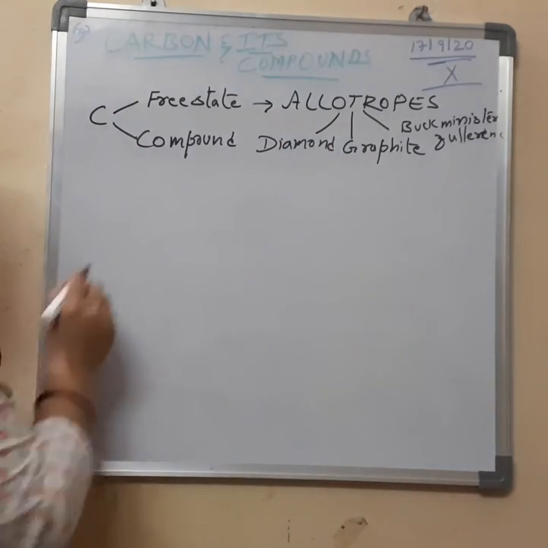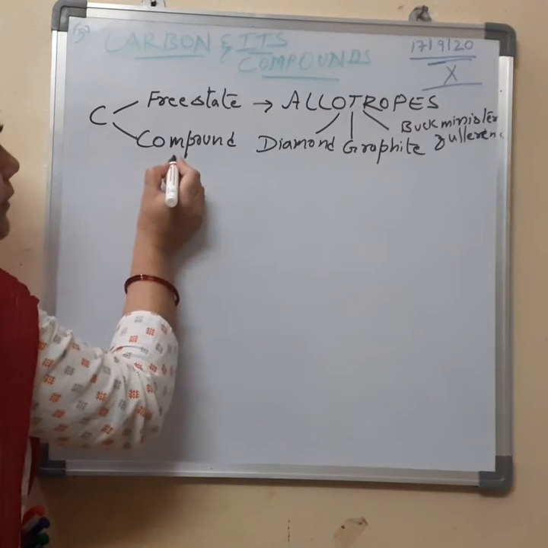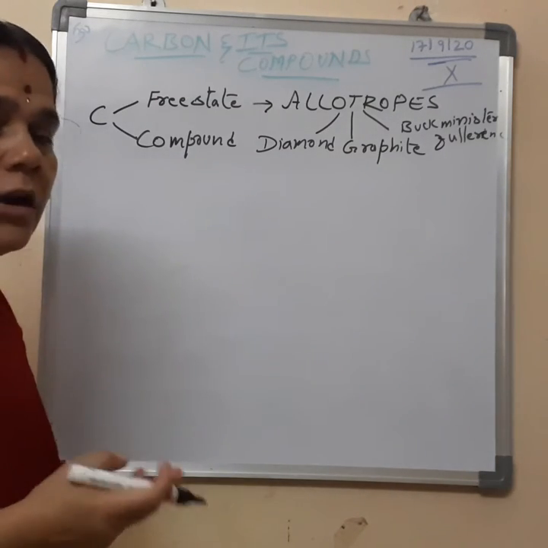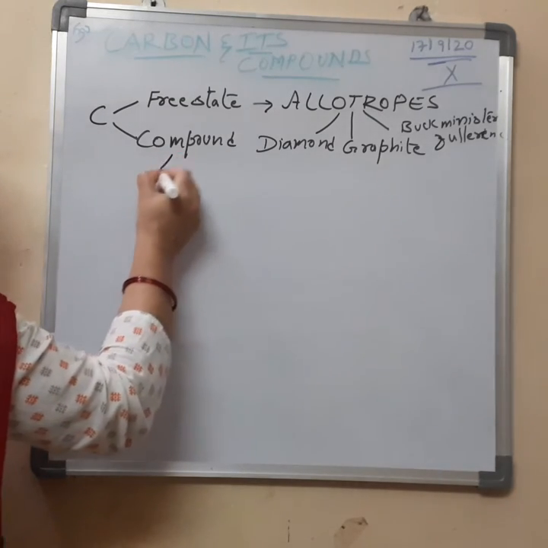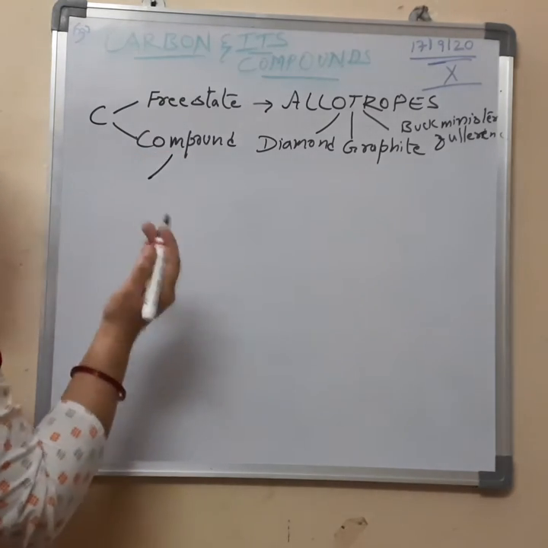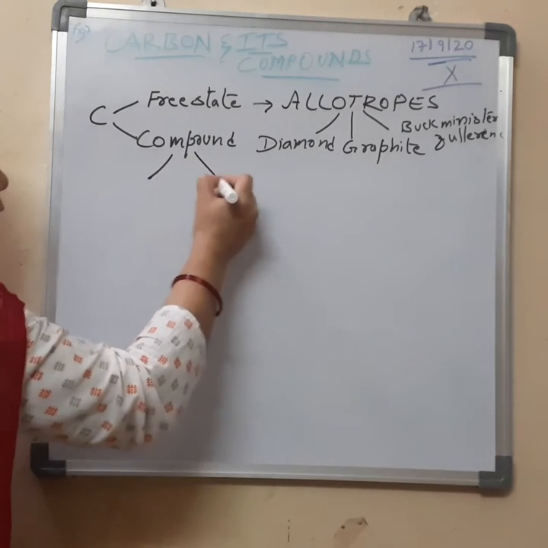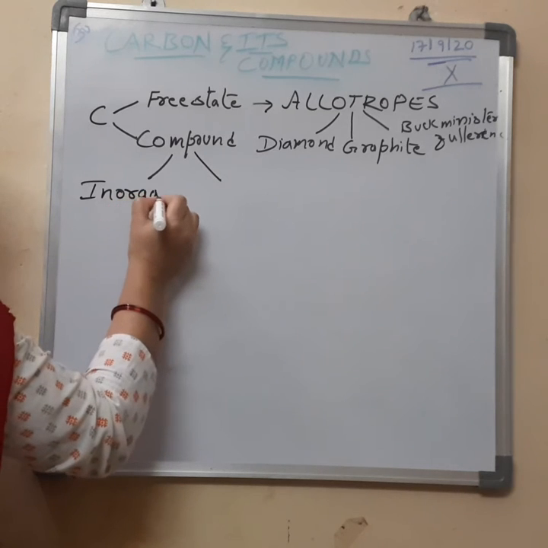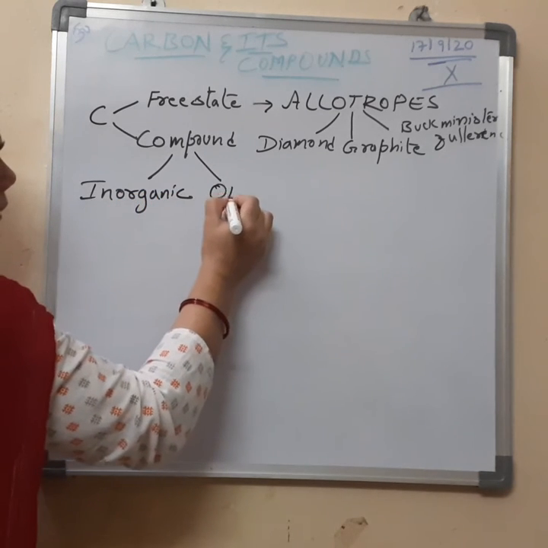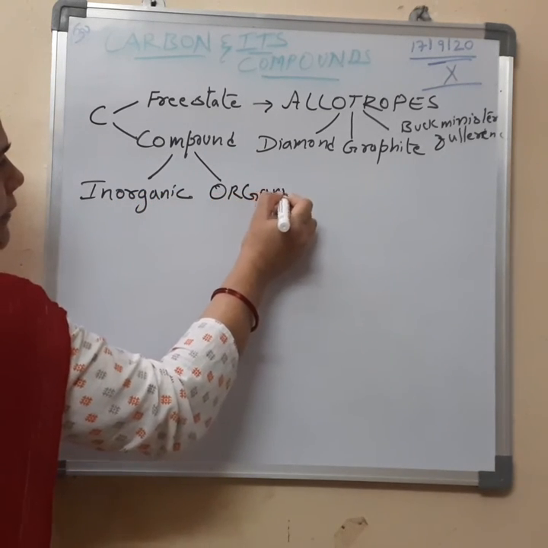Then coming to the compound state. Now when we talk about the existence of a compound, what is meant by a compound? When one element is combining with another element. So here carbon is able to combine with other elements in order to form two forms of compounds. One is the inorganic and the other is organic.